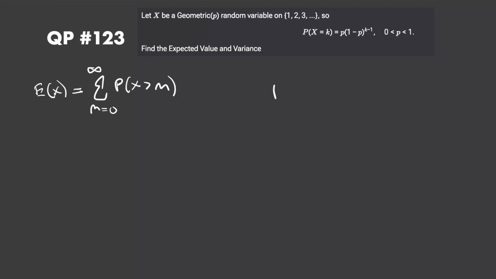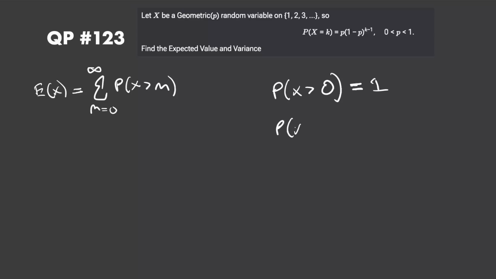Now in our case for the geometric, what is the probability that x is greater than m? Let's start with some specific values. So what's the probability that x is greater than 0? Well, the geometric's counting the number of trials until the first success, so we have to have at least one trial. So the probability that we have more than 0 trials is just going to be 100%.